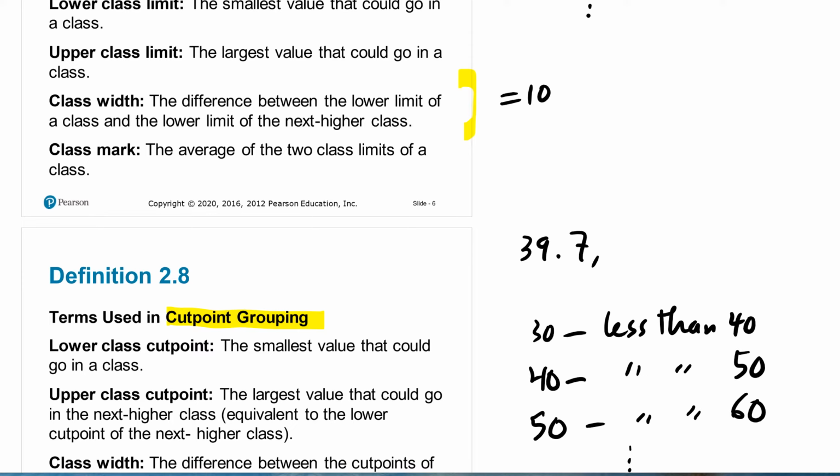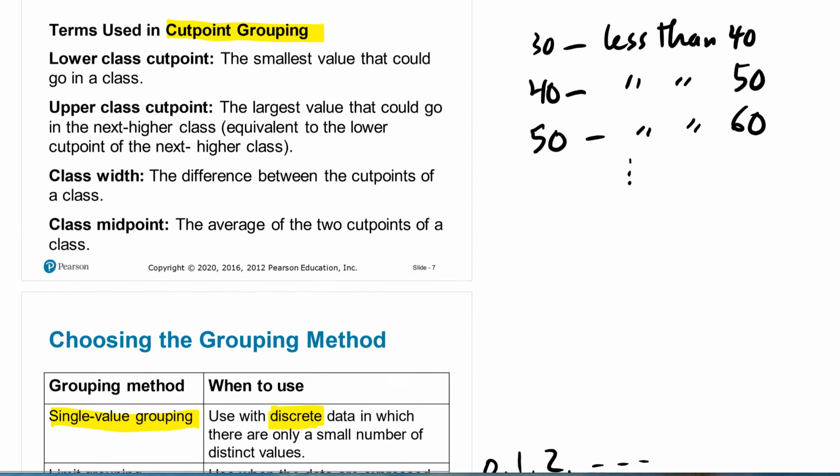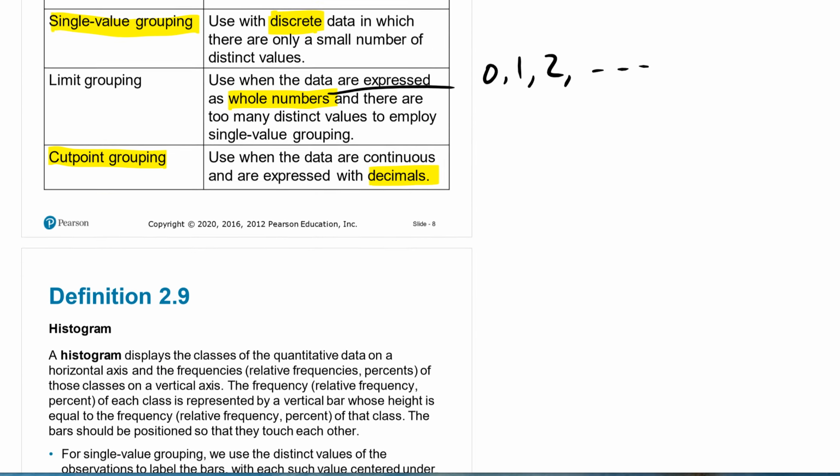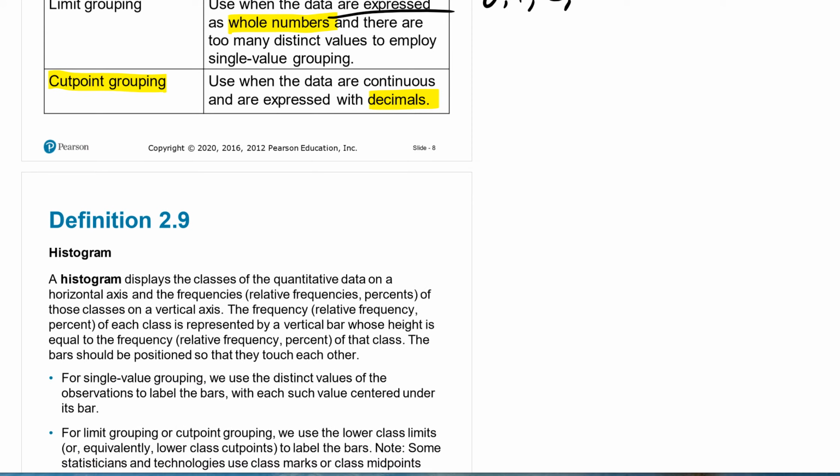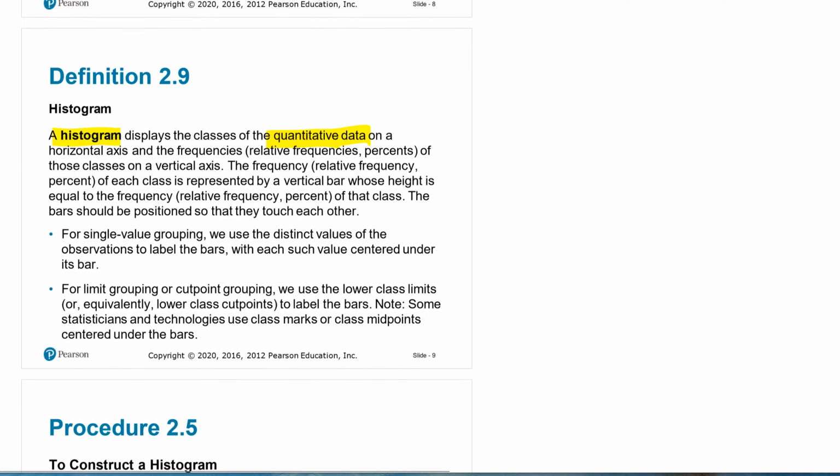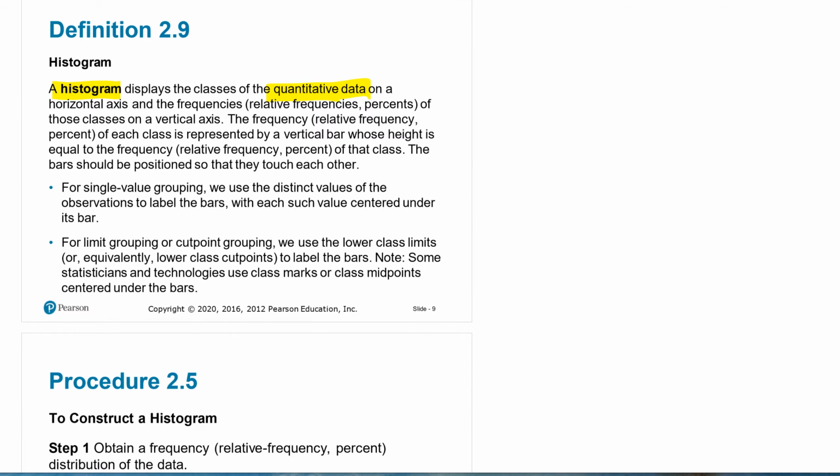A histogram is similar to the bar graphs we did earlier. The difference is that the bars should touch each other here. So a histogram is just a display. It's used to display quantitative data. So on the horizontal axis, we put whatever data we're talking about. On the vertical axis, we put the relative frequency, or percents in that case, or if you'd like to use frequency, it's fine.